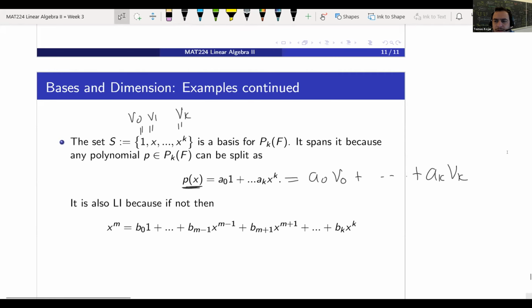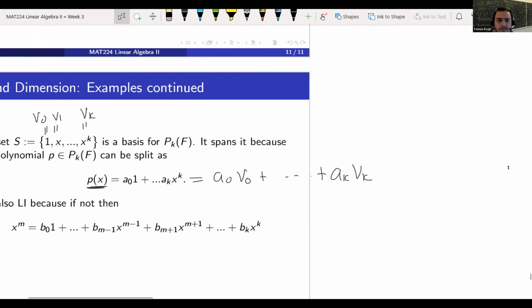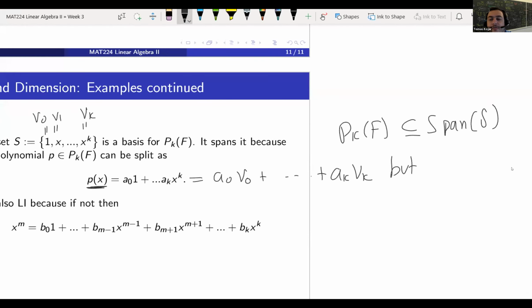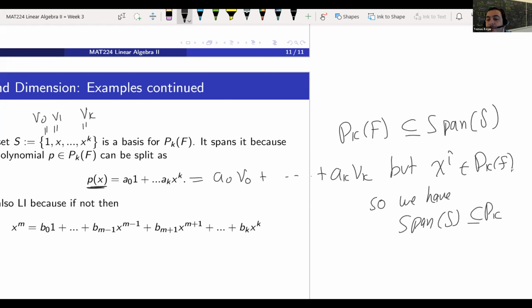So this showed only one direction. So let me do the other one, which is more obvious. This one showed that Pk(F) is inside the span of S. But, you know, x^i is in Pk(F). So we have the converse as well. Span of S is inside Pk(F). So they're equal. That's okay, right?